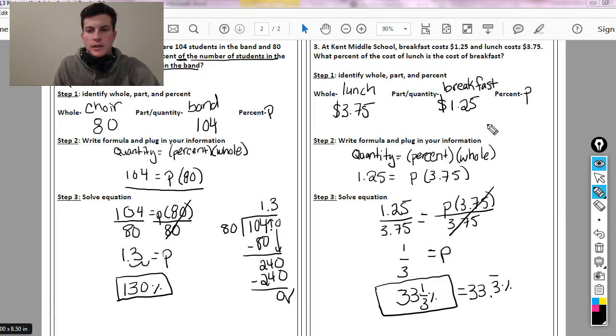Okay, here is the key for number 3. So lunch is the whole, breakfast is the part, percent we use P. We plug in this information to the same formula. Then we want to solve for P. We divide both sides by $3.75. This fraction reduces to 1/3. 1/3 is equal to 33 1/3%, and that is our answer.